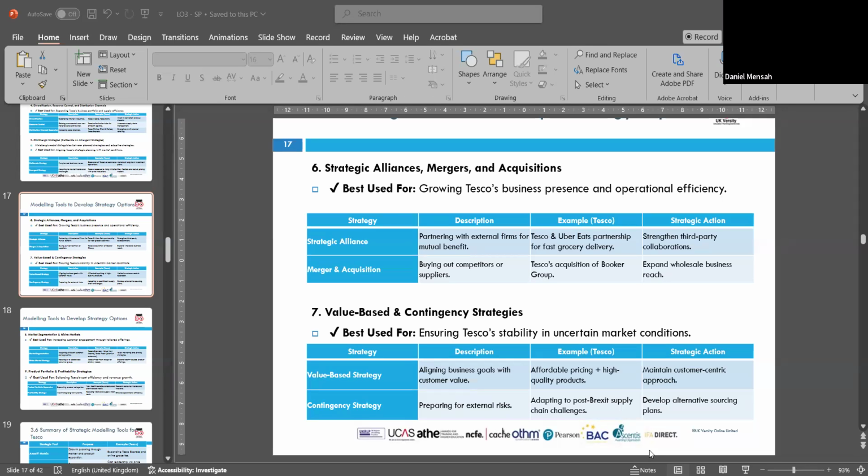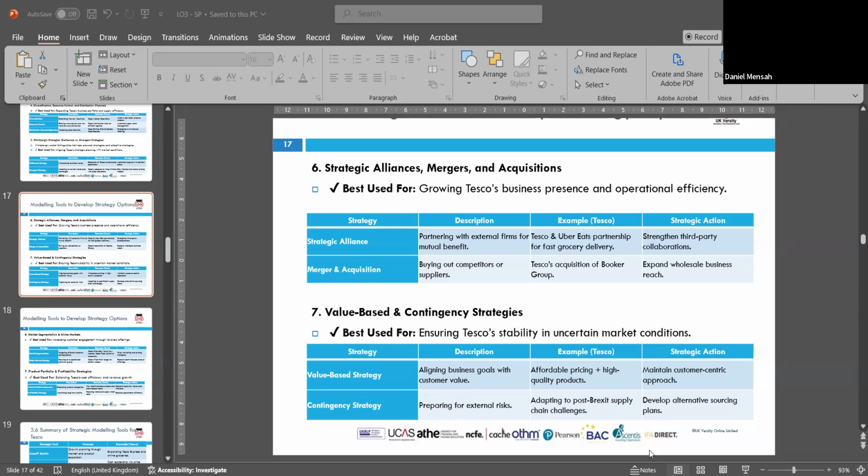So value-based and contingency. Value-based strategies mainly try to focus on creating and delivering superior value to customers, often by emphasizing quality, innovation, and customer experiences. So they try to align their activities or adapt their strategies to cater to customer needs and expectations. We can take an example of Tesla focusing on innovation and superior electric vehicle performance to deliver value to environmentally conscious customers. It is helpful to meet customer preferences.